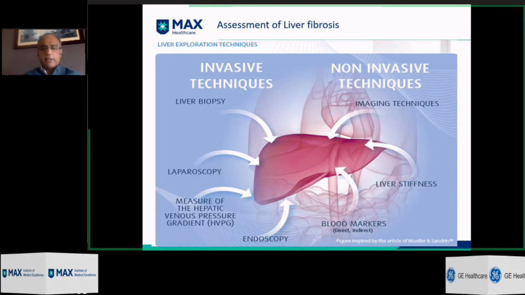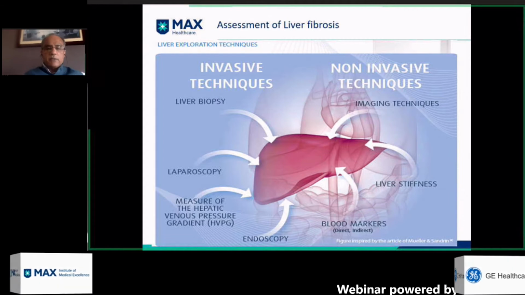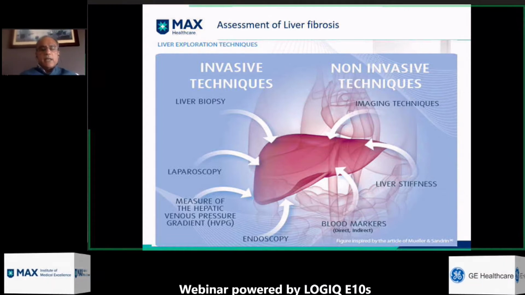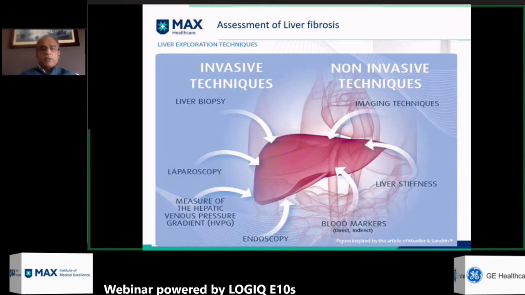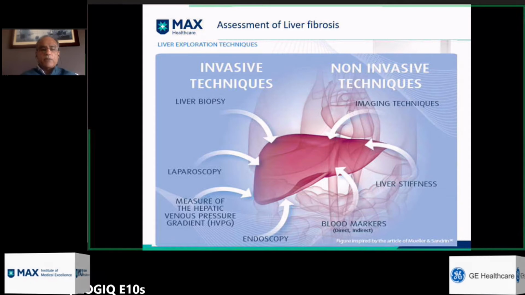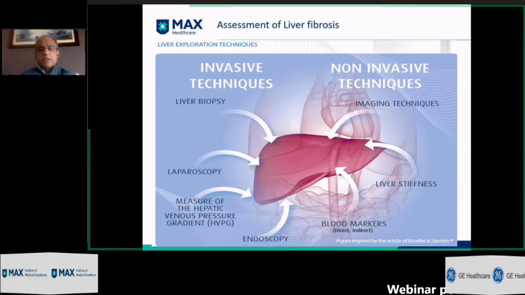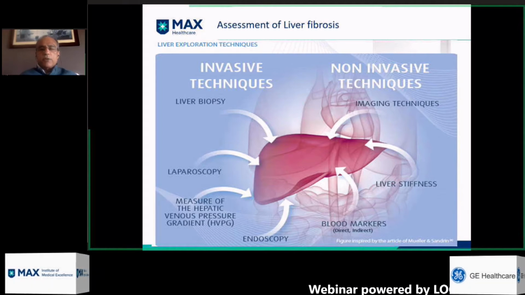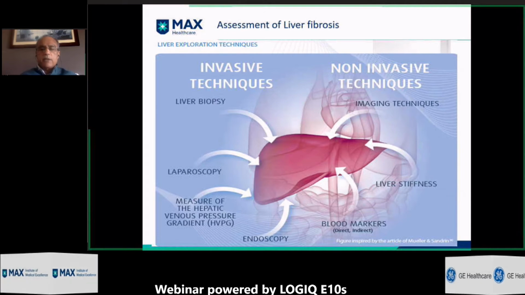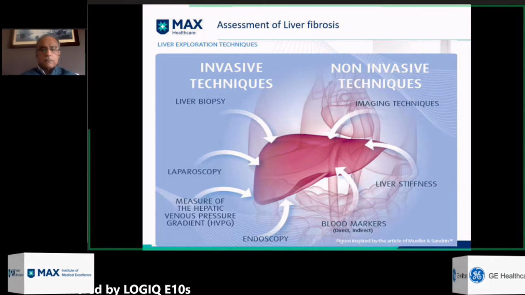So there are many methods of assessing cirrhosis or fibrosis or advanced chronic liver disease, and they all have to be taken in conjunction. So the invasive techniques obviously are liver biopsy, laparoscopy, measuring the hepatovenous pressure gradient, and endoscopy to look for portal hypertension changes. And the non-invasive techniques are imaging techniques, liver stiffness, then blood markers. And I'll talk a little bit about the blood markers also as we go along. Next slide, please.